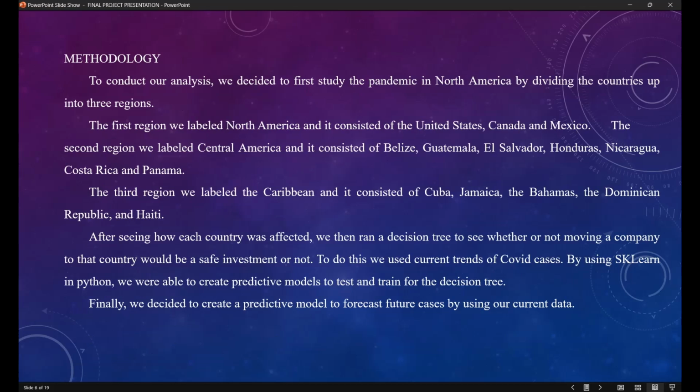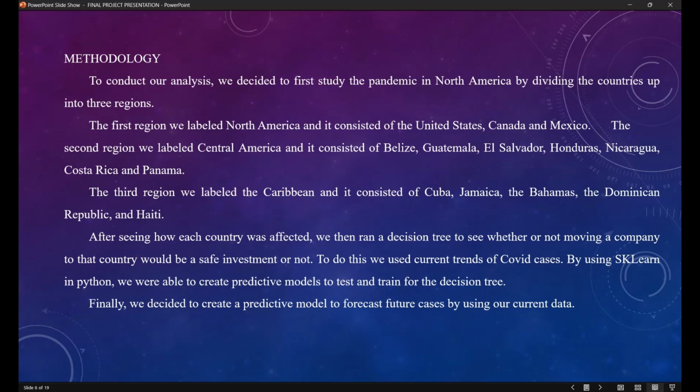For the decision tree to connect our analysis, we decided to first study the pandemic in North America by dividing the countries up into three regions. The first region we labeled North America and it consists of United States, Canada, and Mexico. The second region we labeled Central America and it consists of Belize, Guatemala, El Salvador, Honduras, Nicaragua, Costa Rica, and Panama. The third region we labeled the Caribbean and it consisted of Cuba, Jamaica, Bahamas, the Dominican Republic, and Haiti.